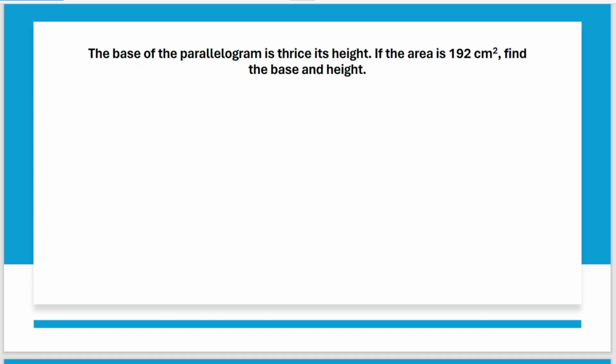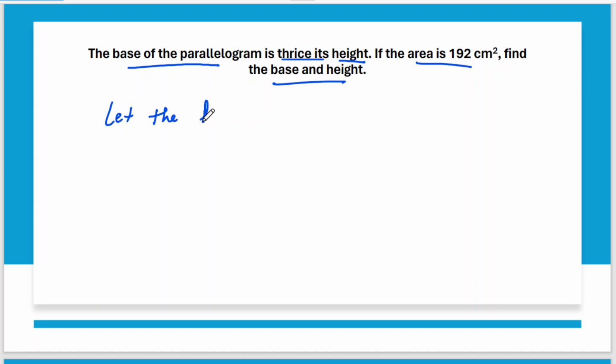The base of the parallelogram is thrice its height. If the area is 192 centimeter square, find the base and height. Okay, so we know the formula for finding area of parallelogram. What is that? That is base into height. Okay, so the base of the parallelogram is given thrice its height. So let the height of the parallelogram be x.